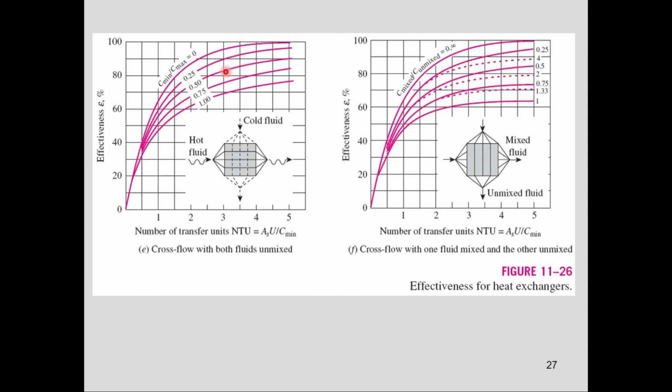Let me rephrase it once again. If the NTU value is changing from 0 to 1.5, the change in the effectiveness is very high, a very rapid change. Secondly, if the value of the NTU is changing from 3 to 4, or higher, the change in the effectiveness is very small.